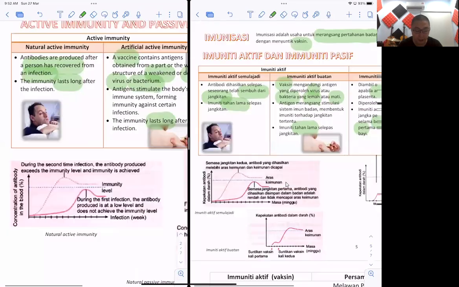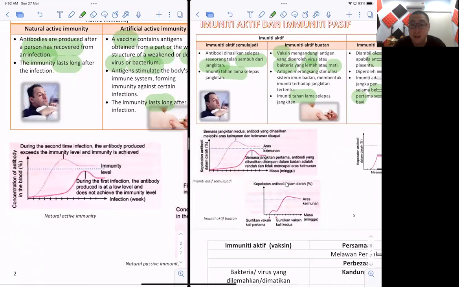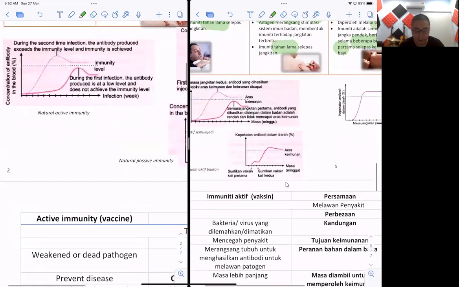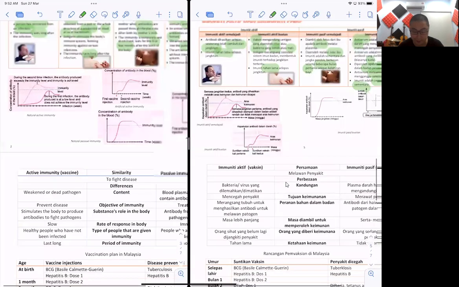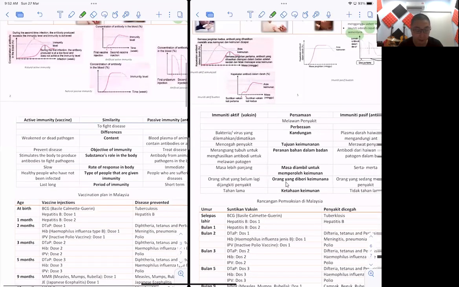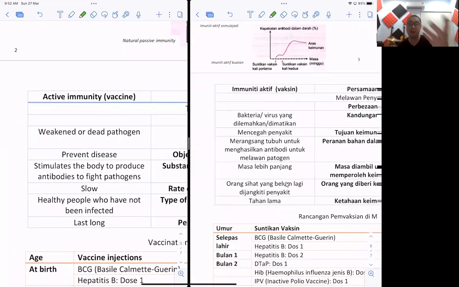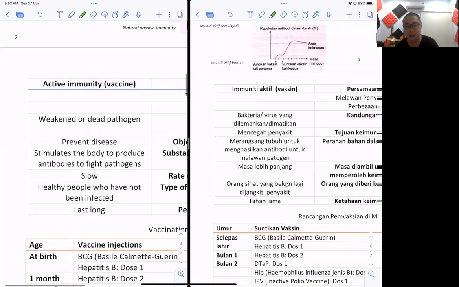So if you want to look at the graph, I want to take another story so that you can relate a bit. What is the difference between active immunity and passive immunity? Now, for active immunity, let's look at the summary of this. You look at the next page. You can see that we only want to look at the active immunity here. Now, let me take out one story. This one is from my brother, actually.